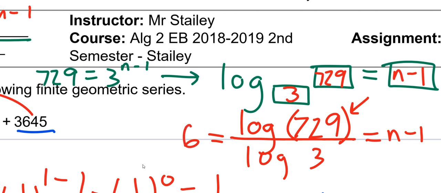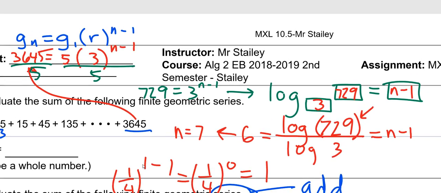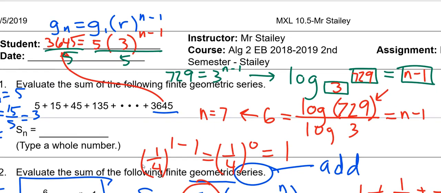So 6 is the n minus 1, so what does that mean about n? It is 7. Yes, you will have to show me that you can use logarithms. And no, we will not have tons of these questions on a quiz or test. We'll have one. Okay? Now, that just tells me how many terms there are, which was the last piece of the puzzle. I still need to find the sum.